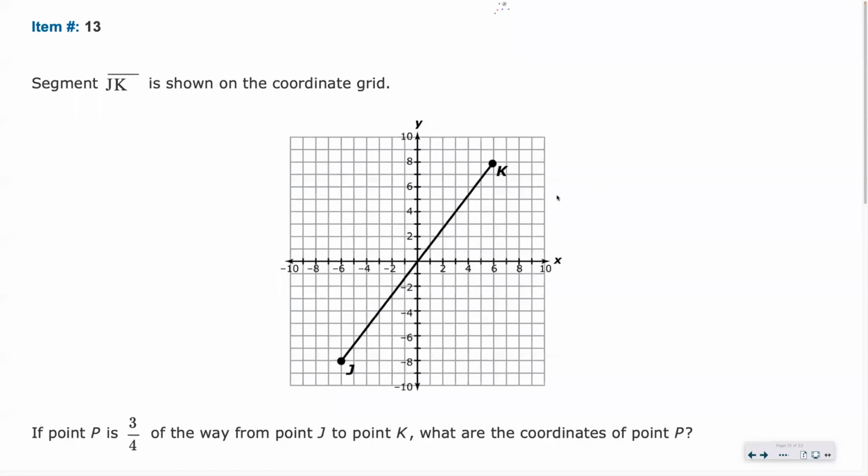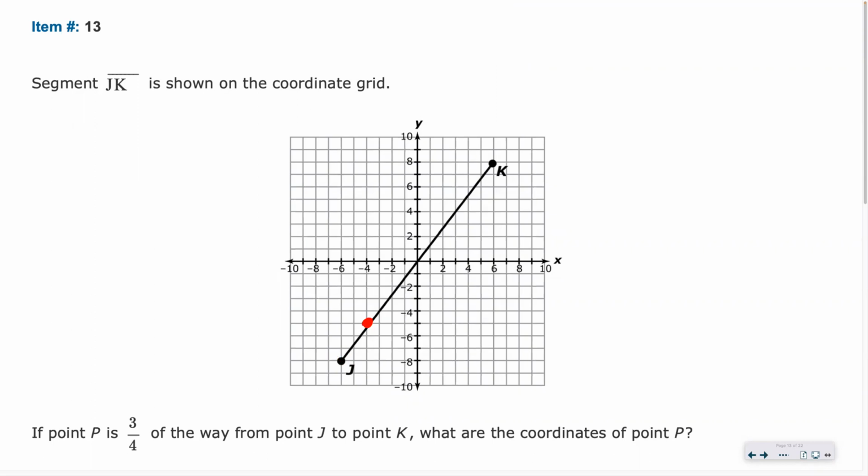Number 13, segment JK is shown on the coordinate grid. If point P is 3/4 of the way from J to K, what are the coordinates of P? So I'm going to give you a little visual here. If this is J, right there, we want to know where P would go. And I'm starting at J because it says from J to K.